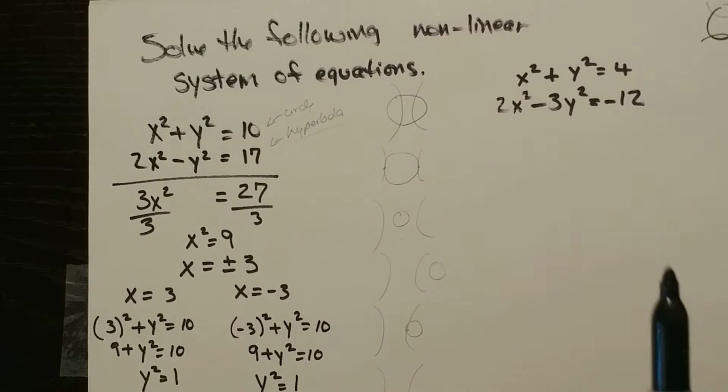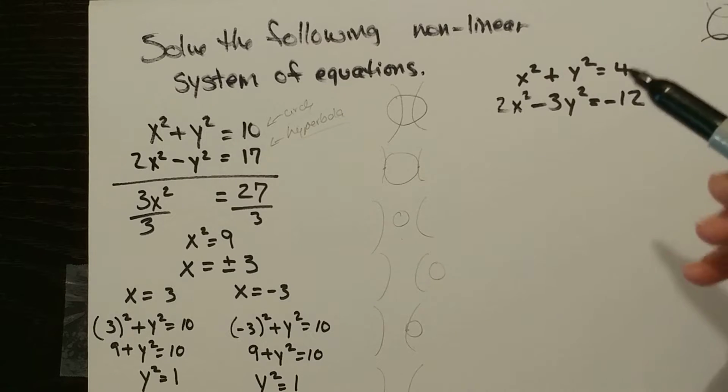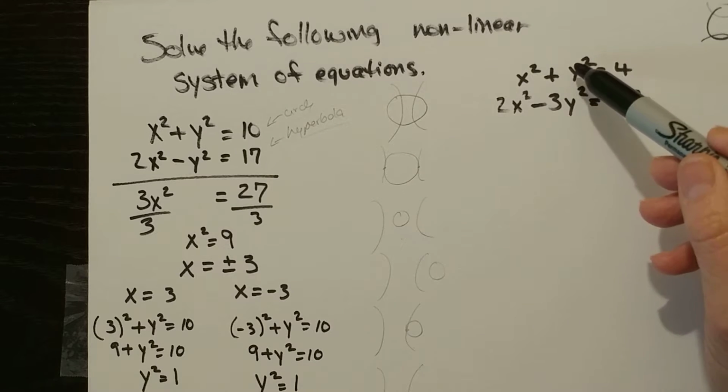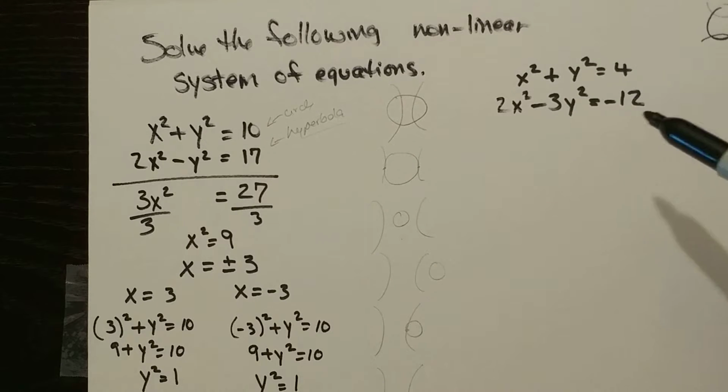These are not ready to be added together because I see like terms, but if I were to add these right now, I would get 3x squared minus 2y squared equals negative 8. And that is okay to do, but it's not helpful because we want to add these in such a way that one of our variables goes to 0. So my choices are to get rid of the x's or get rid of the y's.